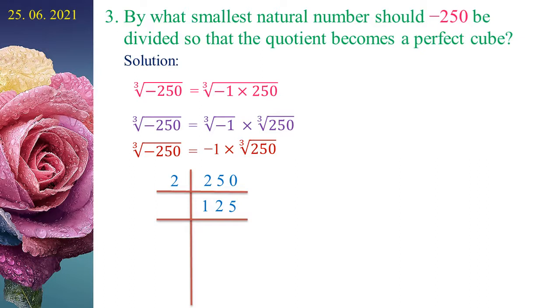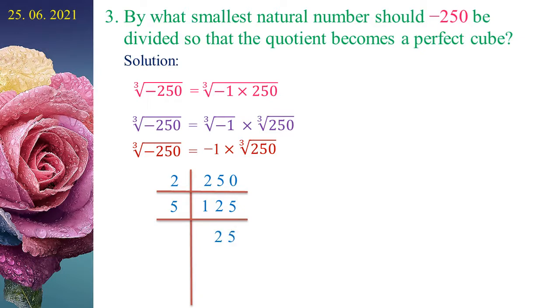So, we should take the next prime number. Next prime number is 3. The number 125 is not divisible by 3. So, we should take the next prime number 5. The number 125 is divisible by 5 because the ones digit is 5.